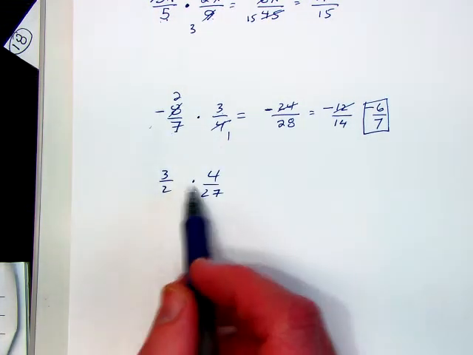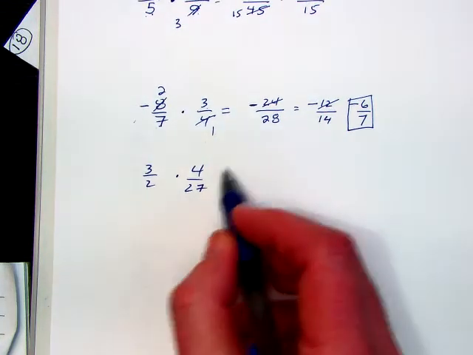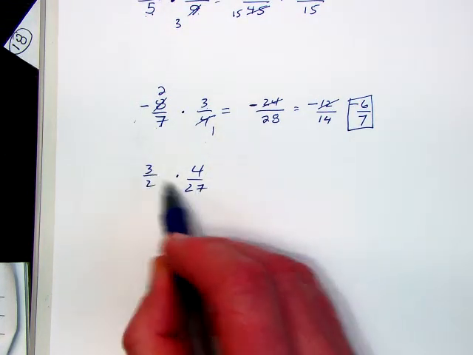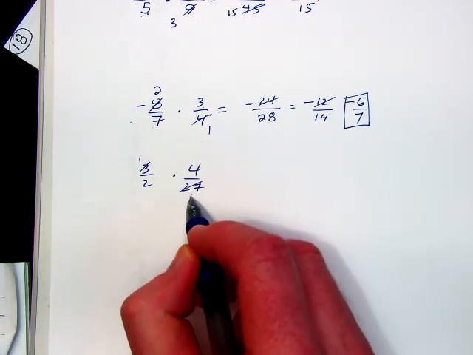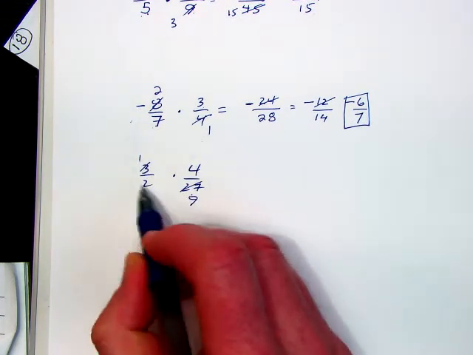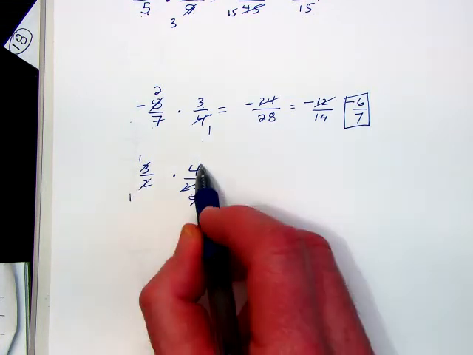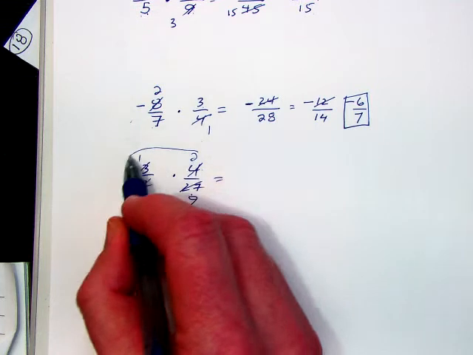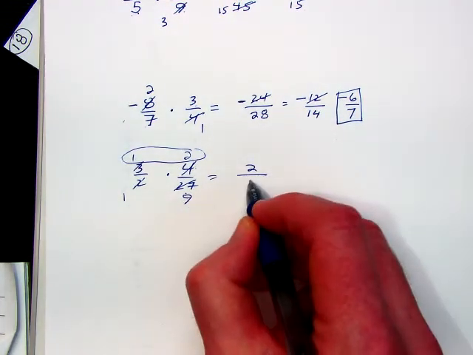Okay, so I'm going to look at this one first. I'm going to look at canceling first. Nothing simplifies here or here, but if you look at these two, 3 goes in here once, 3 goes in there 9 times. 2 divides both of these, goes in here once, and it goes in there twice. So now I'm just going to multiply together what's left, and that's 2, and then on the bottom is 9.